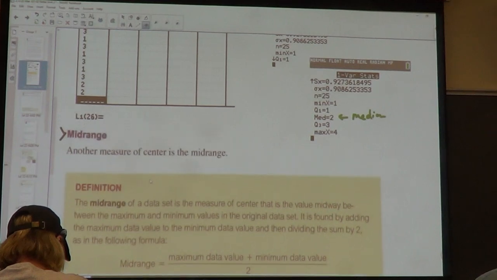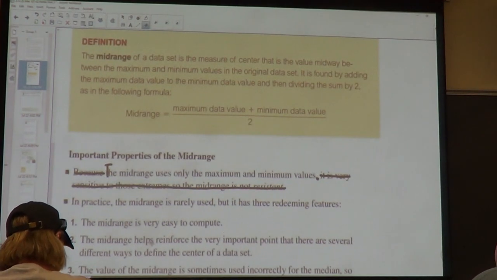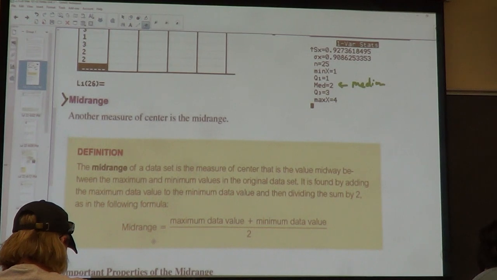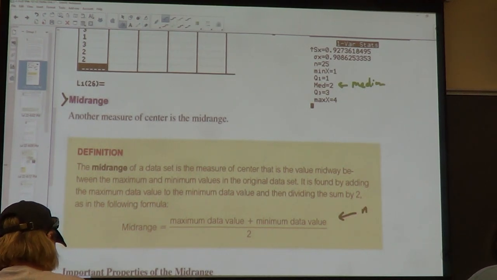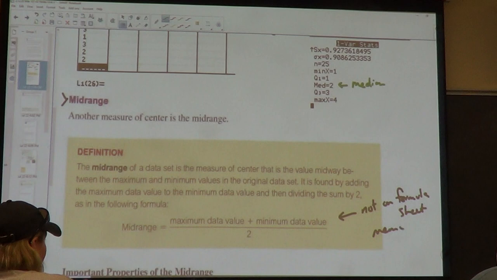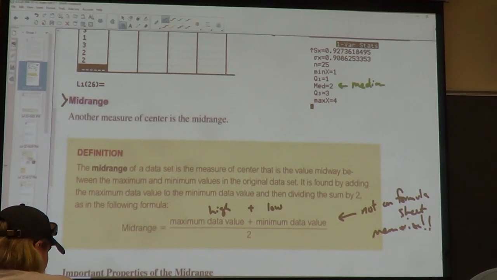Now, because I just looked down and I'm like, oh, I didn't do mid-range. Mid-range is the last one. Mid-range is when you do your high plus your low divided by two. And this is not on your formula sheet, which means you need to memorize it. So it's your highest value plus your lowest value divided by two.